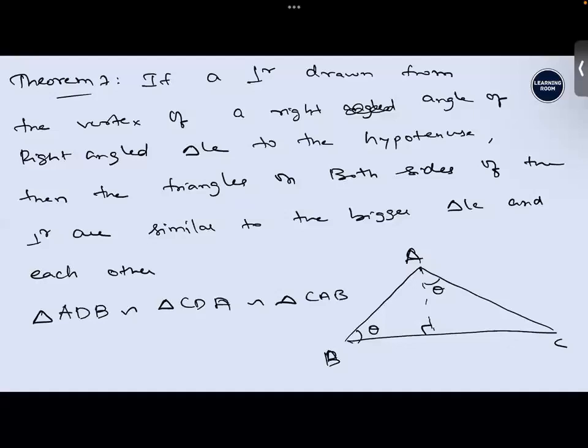It's similar to triangle CAB. You didn't understand the theorem. See.